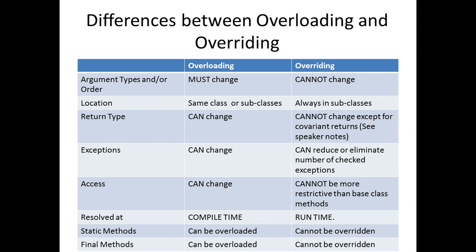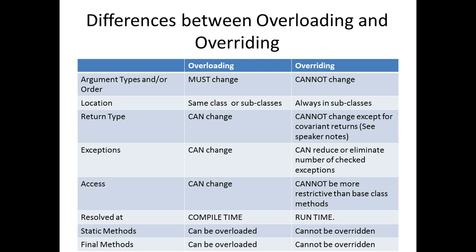But in overriding, there are a few things that you need to keep in mind. For example, the return type cannot change except for covariant returns. Covariant returns means the return type is a subclass of the type that you are returning in the parent class. And for exceptions, you can either reduce or eliminate the number of checked exceptions. You cannot add more exceptions in the overridden method.